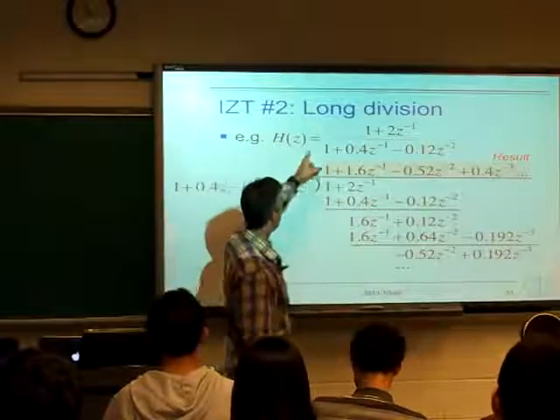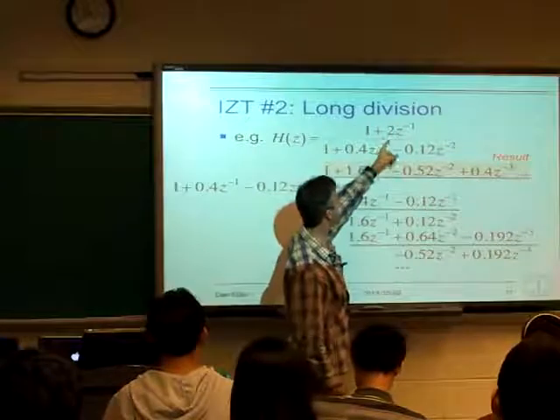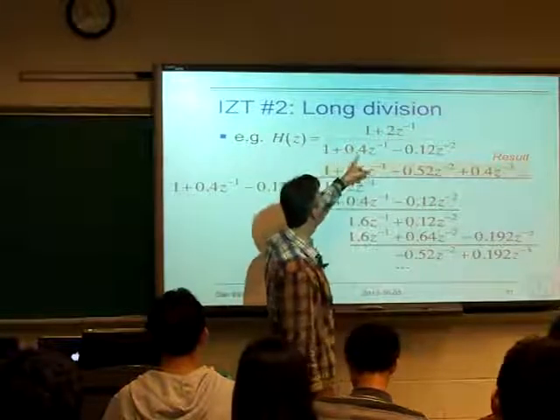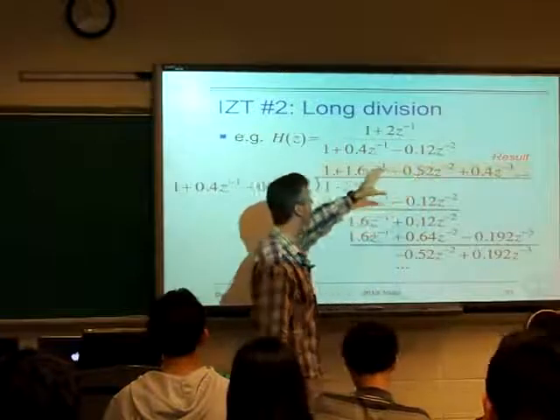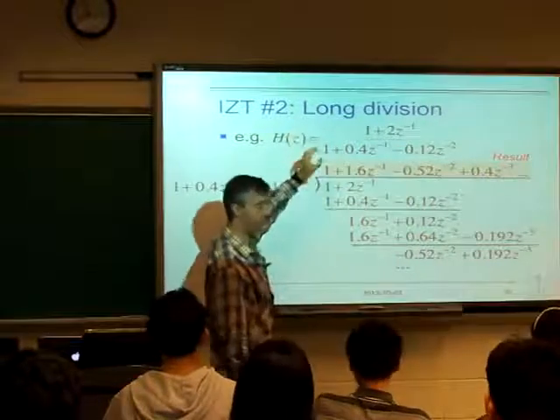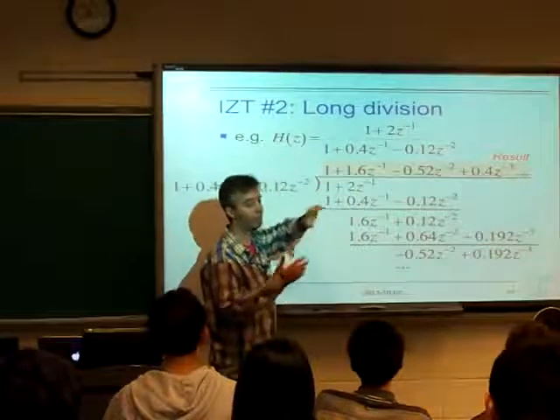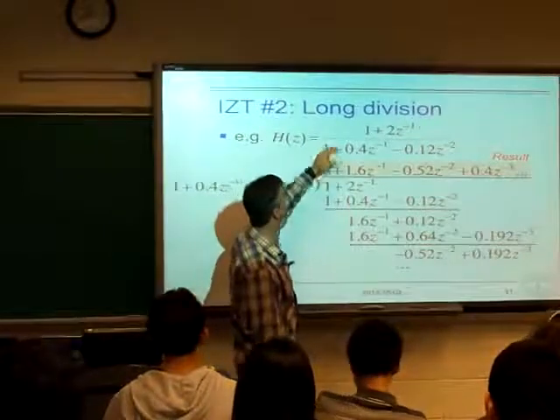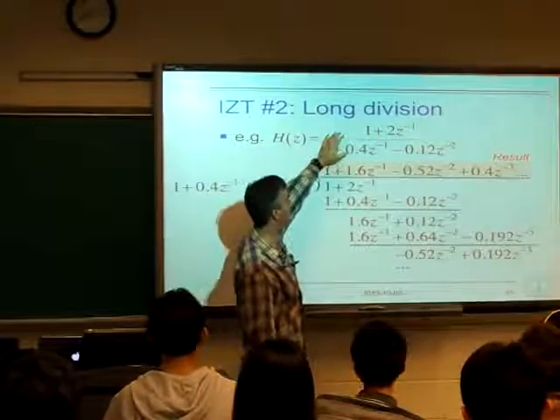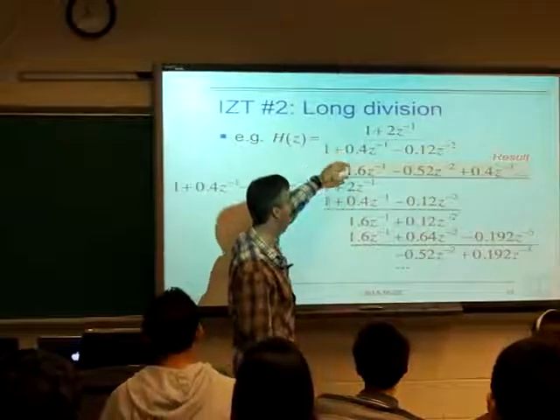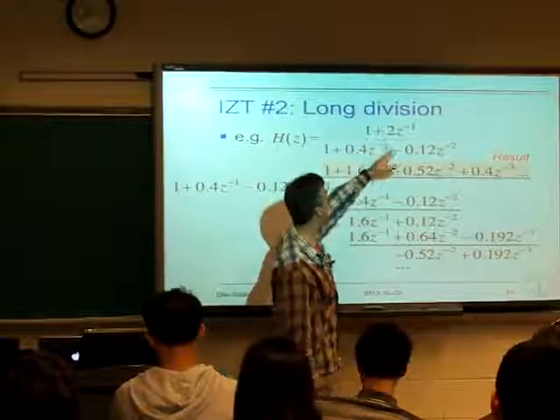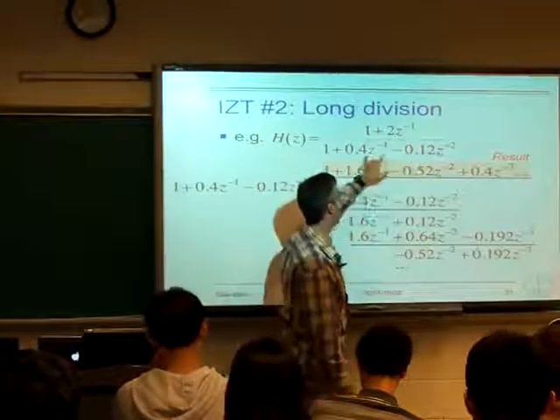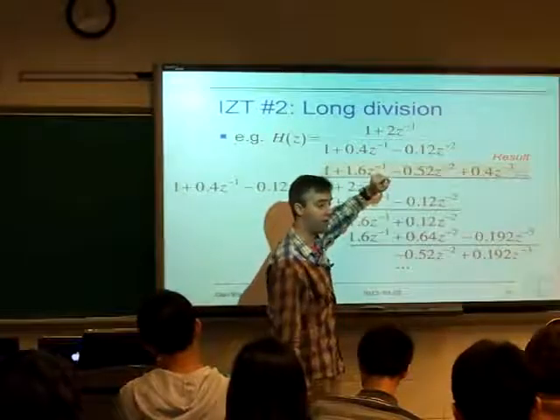So here's our H of z. H of z is 1 plus 2z to the minus 1 over 1 plus 0.4z to the minus 1 minus 0.12z to the minus 2. Okay? So we've got an H of z, a closed form expression within the region of convergence. That is the ratio of two polynomials, a first-order numerator and a second-order denominator, meaning it has a single zero. The zero is at z equals minus 2, and it has a couple of poles at whatever the roots of this quadratic are.